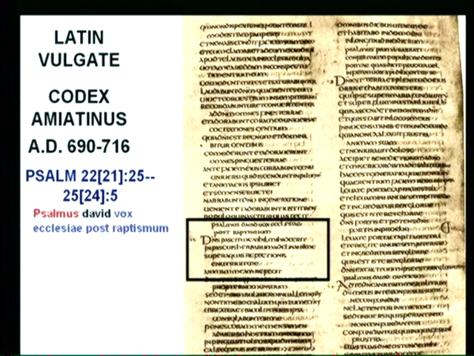And the interesting thing about this psalm is its heading, because we have Mizmor LeDavid, a psalm of David, in the Hebrew Masoretic text for the psalm inscription. But this codex gives Psalmus David vox ecclesiae post raptismum, literally a psalm of David, the voice of the church after the rapture.